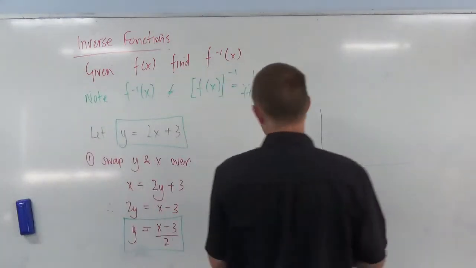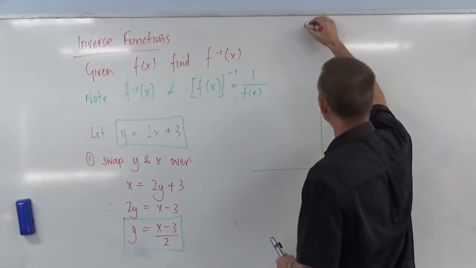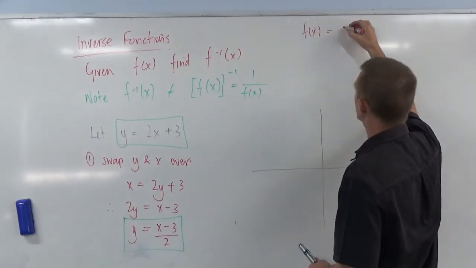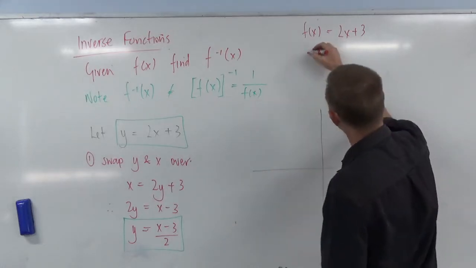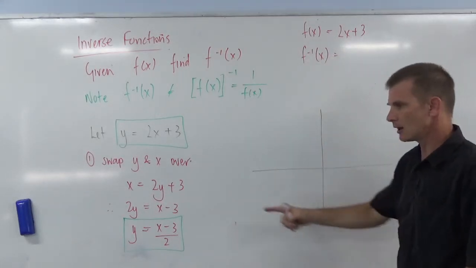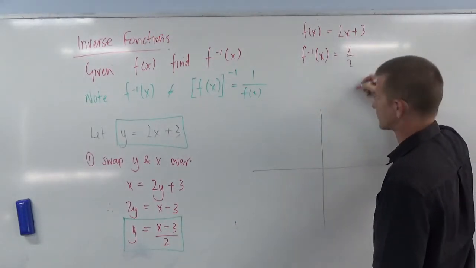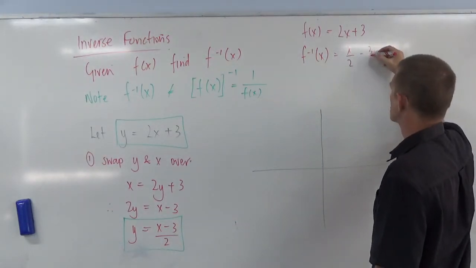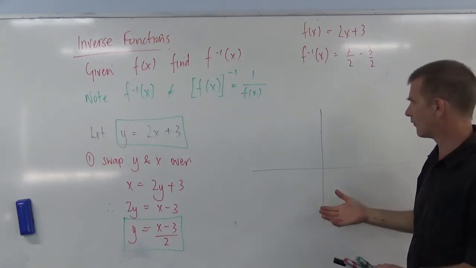I'm going to write that in a slightly different way to what's there. I'm going to call this f of x, 2x plus 3. And then this one, I'm going to call f the -1 of x, okay? And we're going to write it slightly differently: x over 2 minus 3 over 2, just so it's in my y equals mx plus c format.